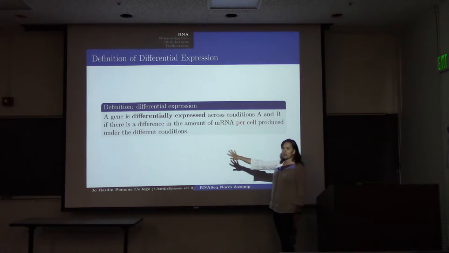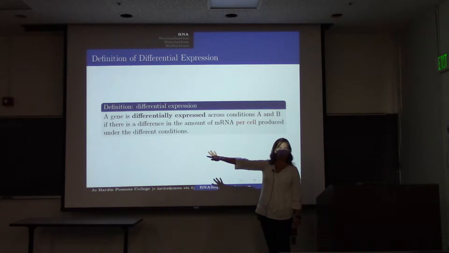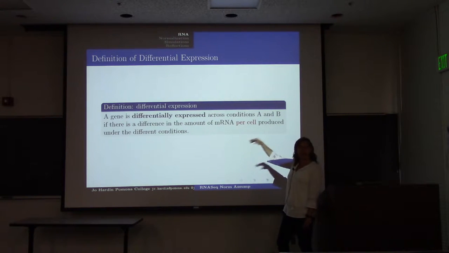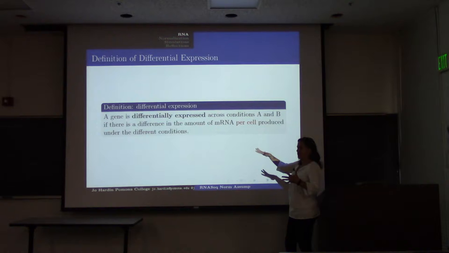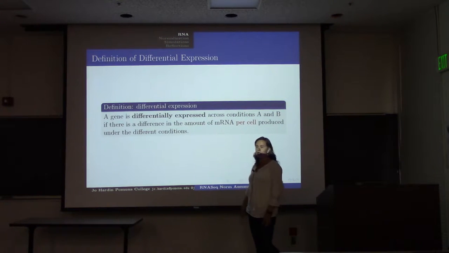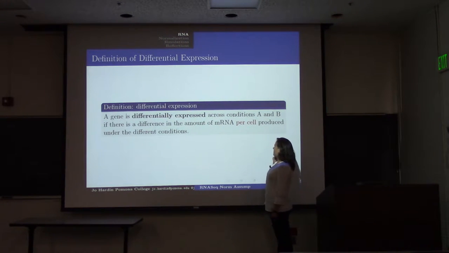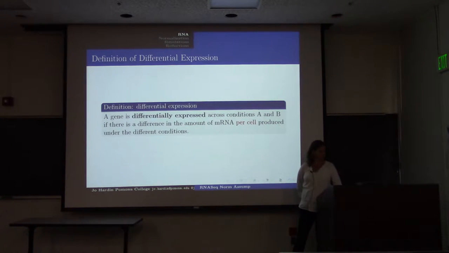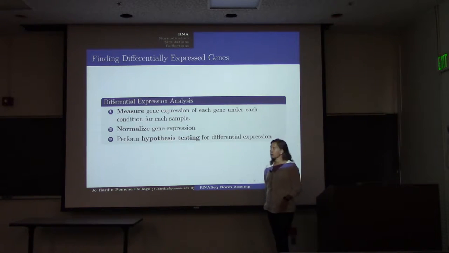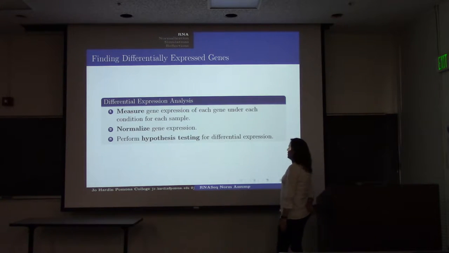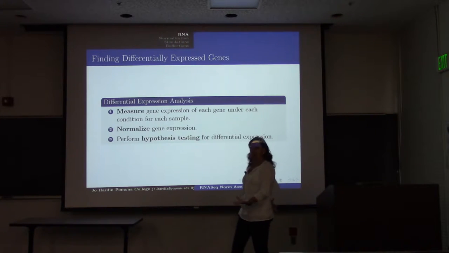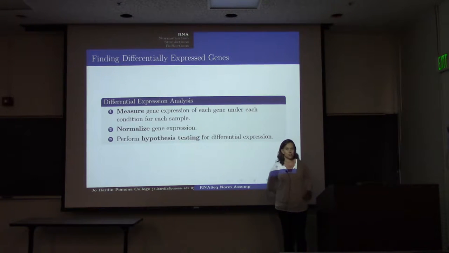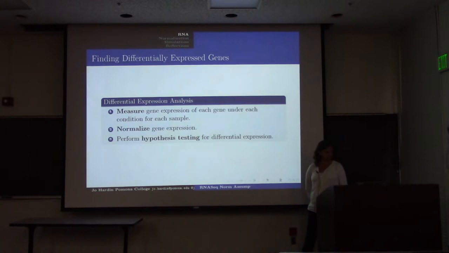Okay, so again, I'm going to use this standard definition of differential expression, which is a change in the amount. And I'm going to actually go to mRNA here, though nothing changes if you change what type of RNA you're working with. Is there a difference in the amount of mRNA per cell produced under the two experimental conditions? Okay, so how do we do differential expression? We have to measure the gene expression, then we have to normalize it, and then we have to do this hypothesis testing step. And today's talk is all about number two there. So we're going to be thinking about how do we normalize.